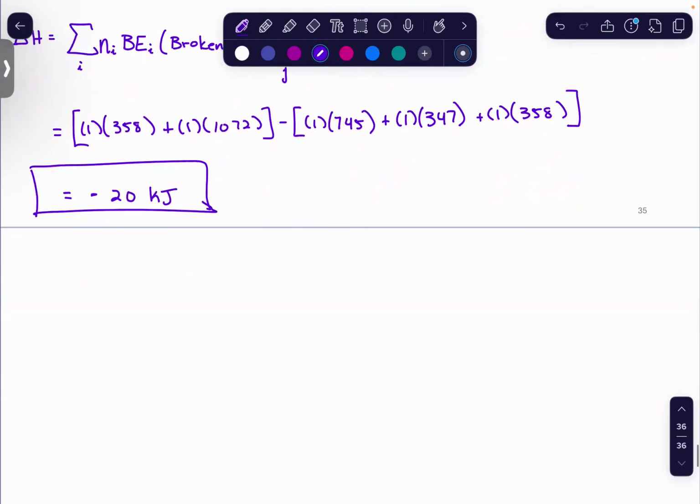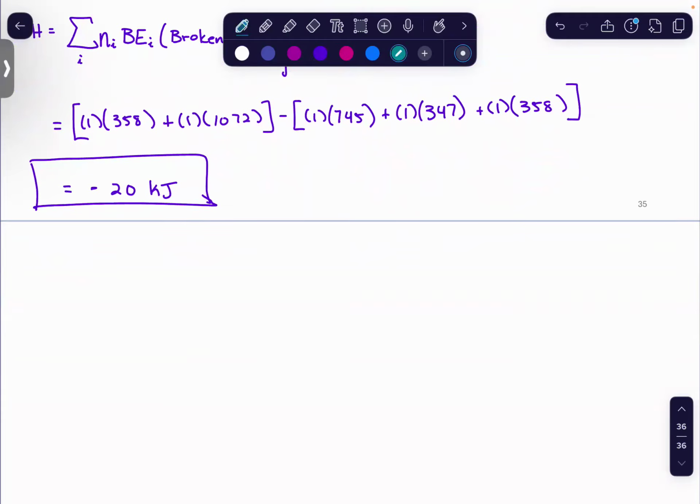Now, where did the kilojoules per mole go? Well, I take number of moles times bond energy, that's going to give me moles times kilojoules per mole equals kilojoules. So I'm just multiplying it out.